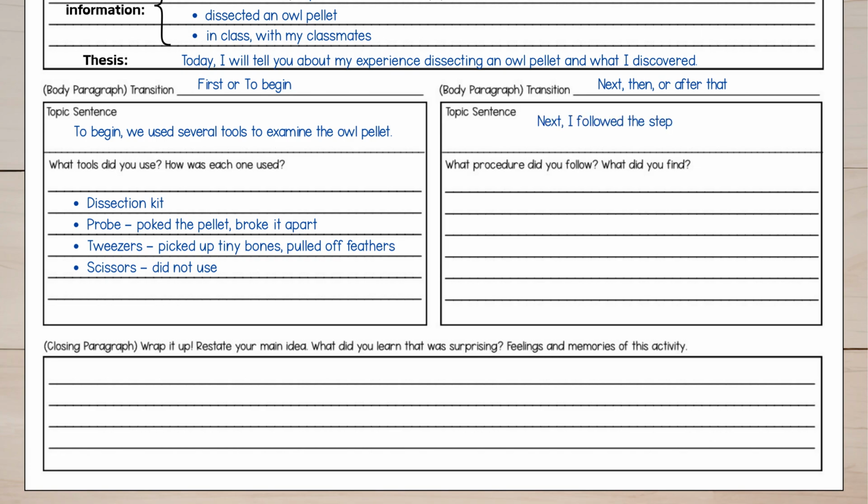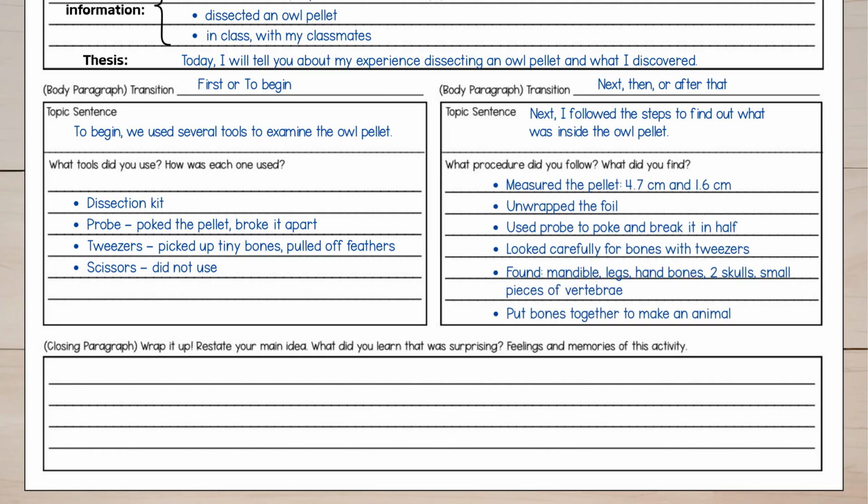Next, I followed the steps to find what the owl ate. Or, next, I followed the steps to find out what was inside the owl pellet. Once that's done, jot down briefly the things you did in order and list the bones you found. Bullet point them like this.